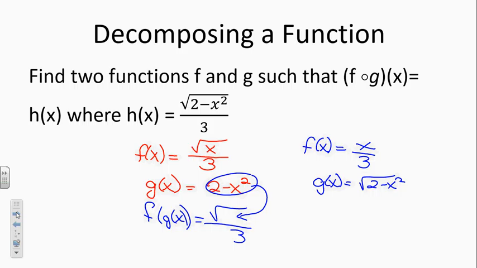Yes, sir. Can a possible answer be like g of x equals the square root of 2 minus x squared over x? Could f of x be like 3, or does that not work? Oh yeah, it doesn't work because you have x on top. Never mind. So you have to try. Plug something in, see if it works. Yeah, that one won't work. I'm trying to think of a way to make it work, and I'm having trouble with that one.